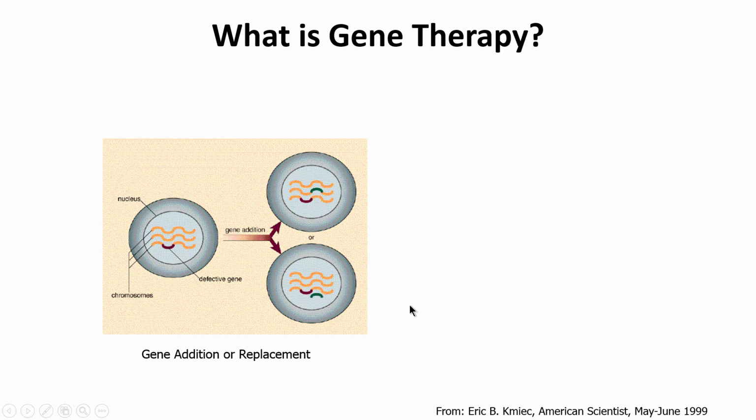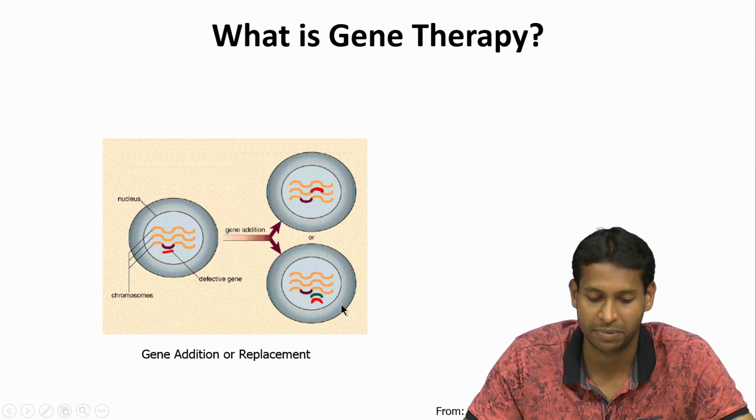Okay, so here is what we are talking about. So let us say here is your cell, you have your genome, so several chromosomes are there. In one of the chromosomes you have a defective gene here. So one thing you can do is you can add a gene. So this gene can integrate into the genome at some other site as it is shown here, or can just lie outside the genome but in the nucleus separately. So those are two options in gene addition or replacement.